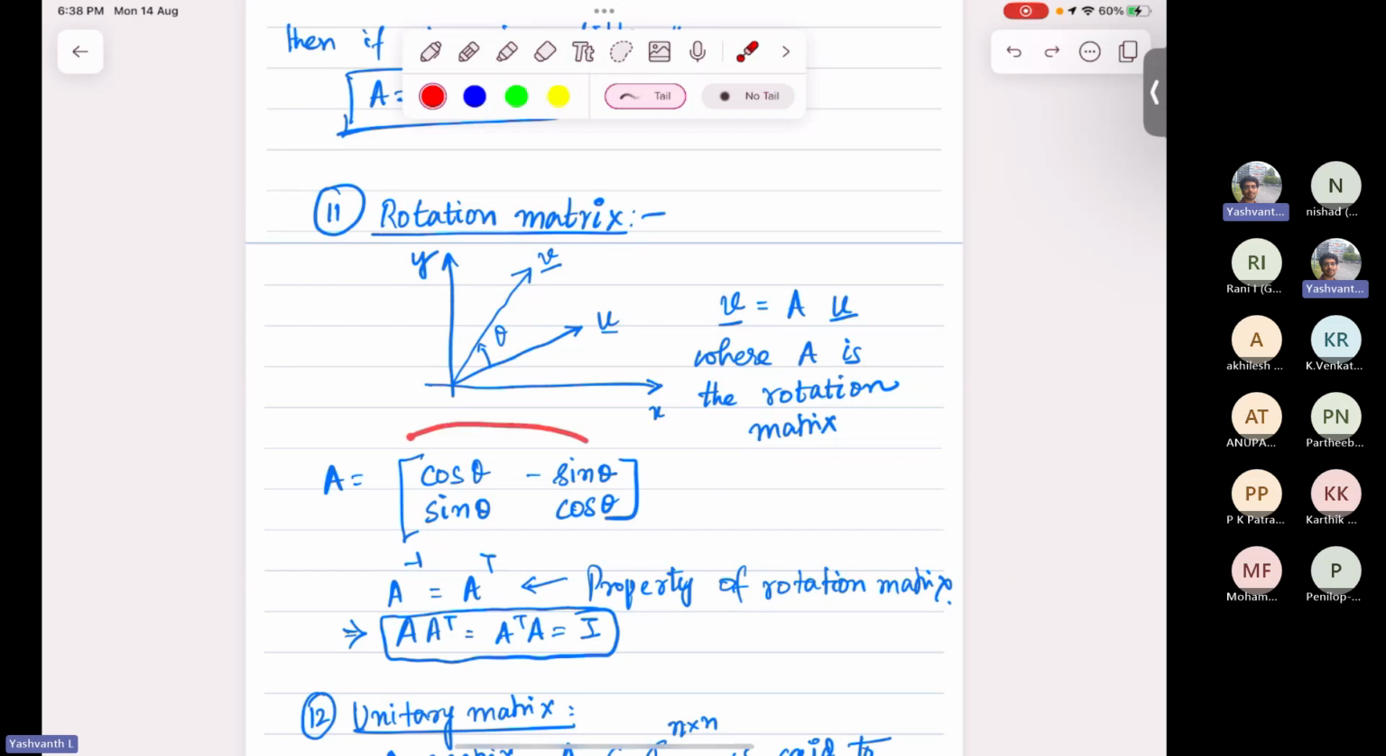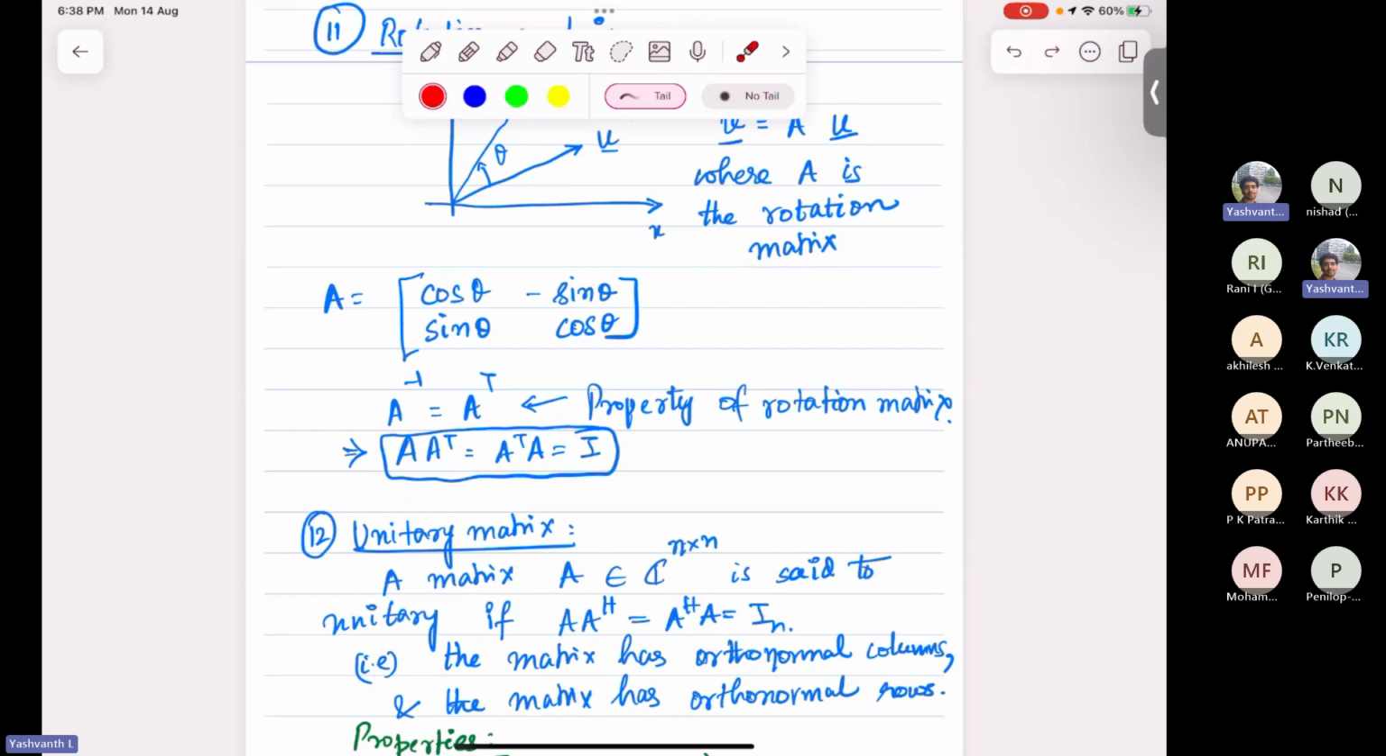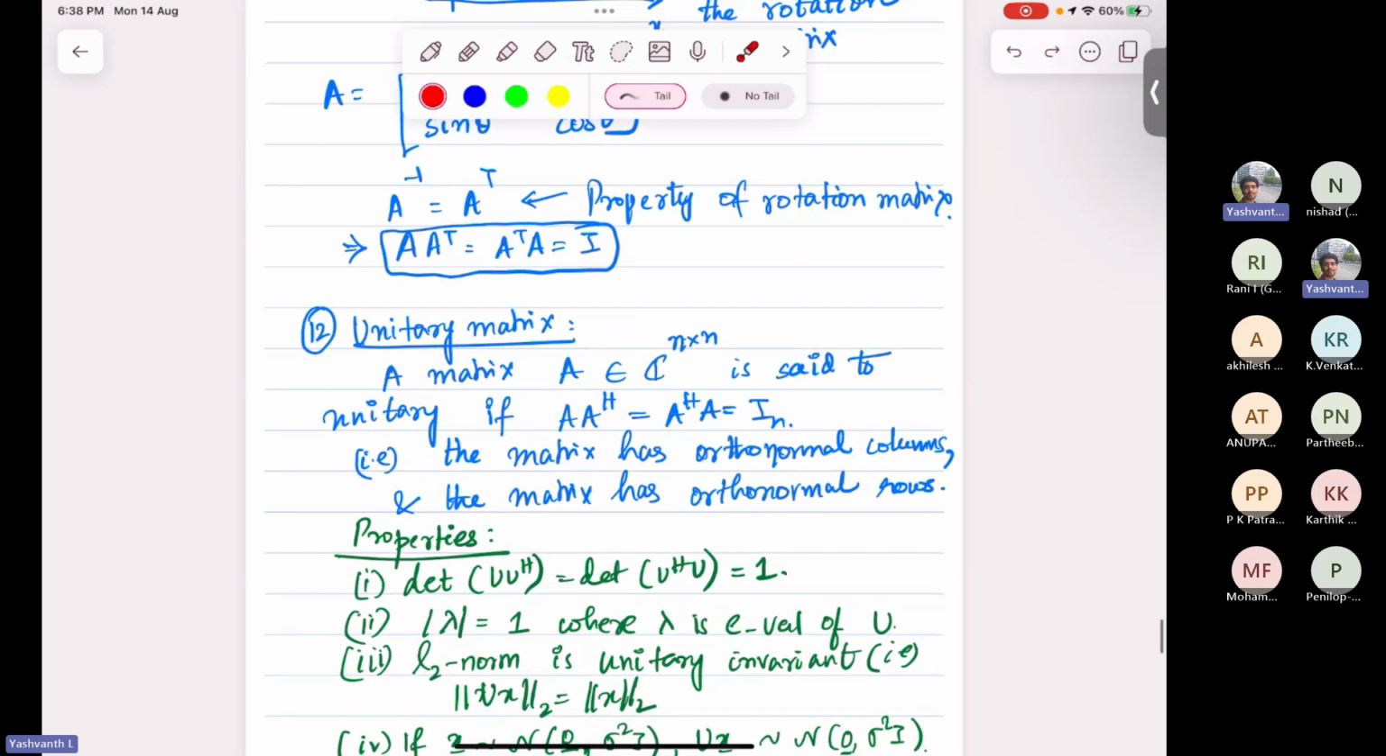The property of the rotation matrix is such that it's a unitary matrix. That is, A transpose A equals I. So in the same notion, what is a unitary matrix? A matrix A in C to the n by n is said to be unitary if A Hermitian A equals A A Hermitian equals an identity matrix. That is, the matrix should have all orthonormal columns, and all the rows should be orthonormal. Only then is this a proper unitary square matrix.